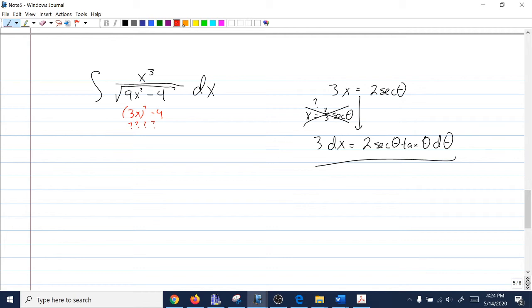And I'm comfortable putting that 3 there as long as I can pop out a 1/3 to cancel it. So I jumped into the gross version of a trig substitution right away. I wish I had a 3 dx. I'll put a 1/3 to fix it. What does this turn into?